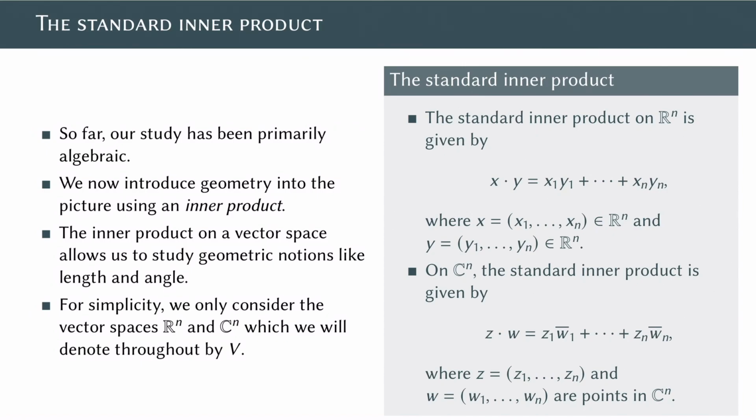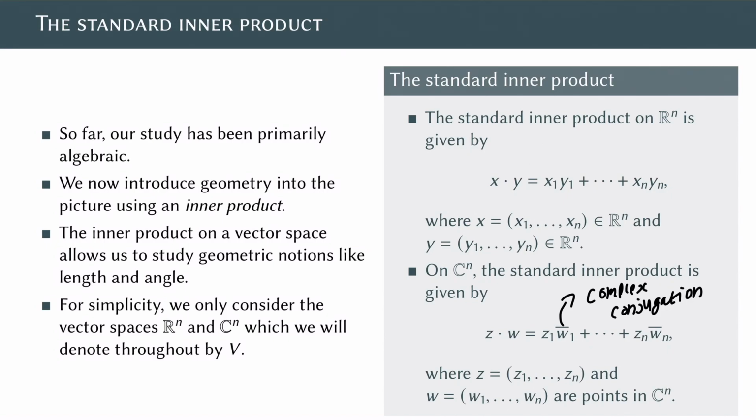On Cn, there is a slight twist. The inner product is given not by the sum of the product of the corresponding coordinates, but you take a complex conjugation in the second variable. So this is complex conjugation. Recall that complex conjugation is just x plus iy bar is nothing but x minus iy.